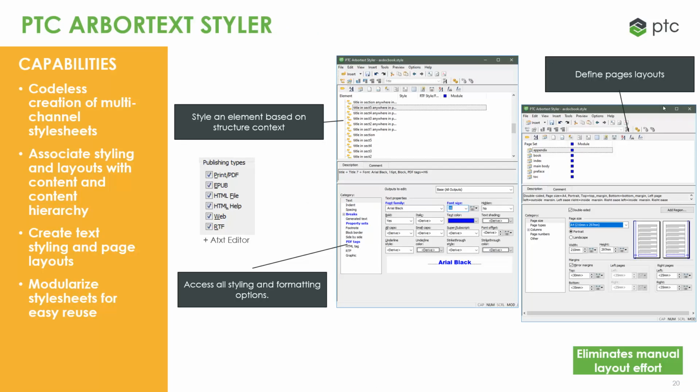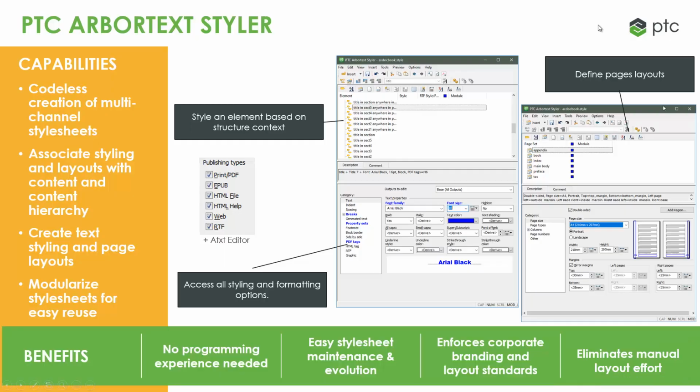For such simple formatting use cases, the best solution is certainly to use Arbortext Styler. With Styler, you can interactively create multi-channel publishing style sheets without knowing any style sheet development language like XSLT, XSL-FO, CSS, FOSI, and so on. Let's have a look at Styler.